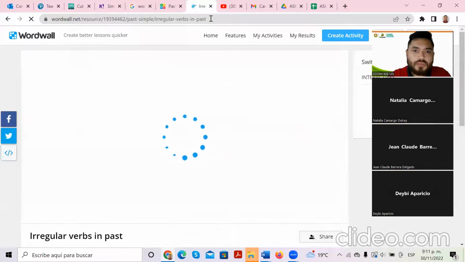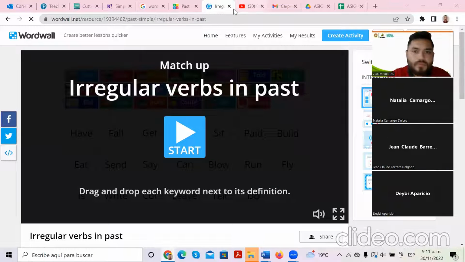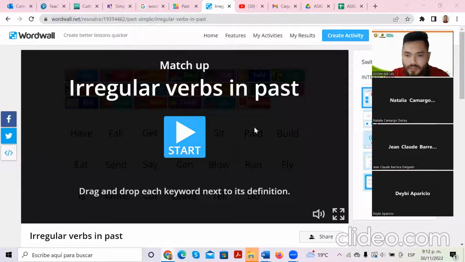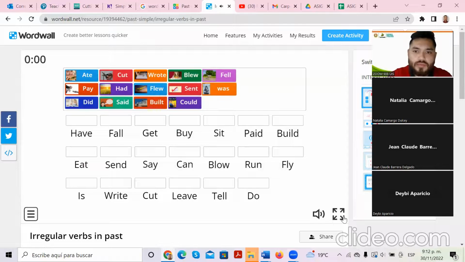This one is about irregular verbs, okay? So, oh my God, sorry, I don't know the reason why there is like a lag today. So this is the link to this activity. This one is to practice irregular verbs, okay?